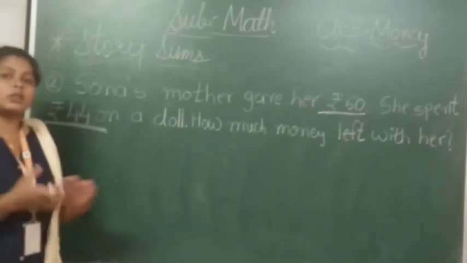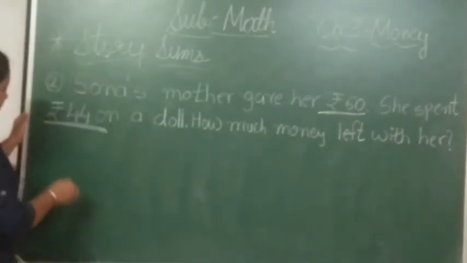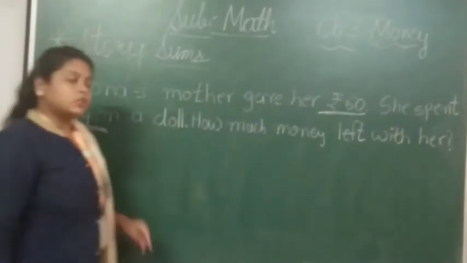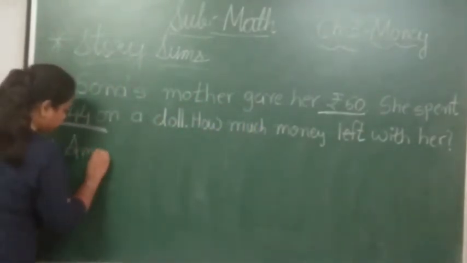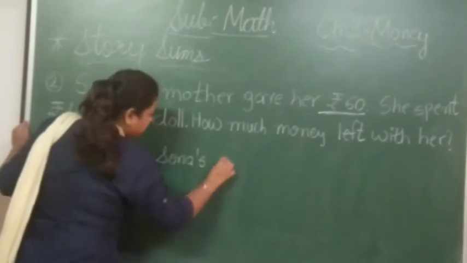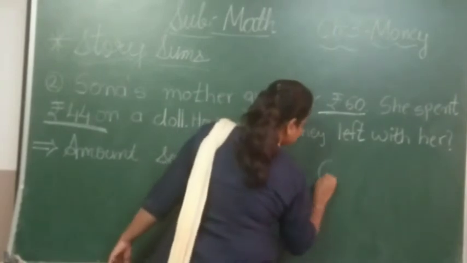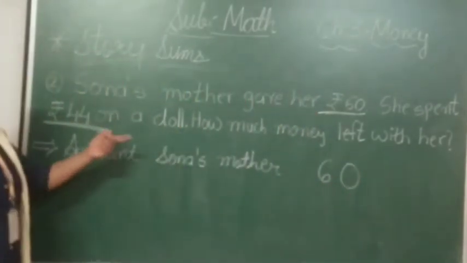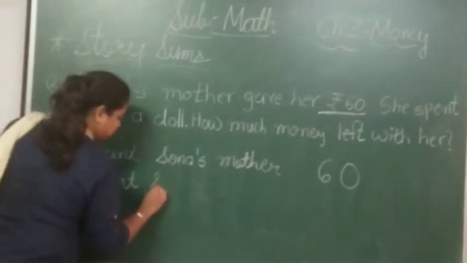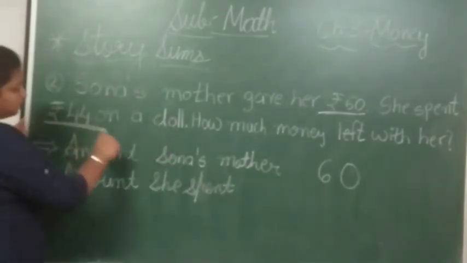So whenever we are asking about the left money, left over the things, at that time we have to do the subtraction. Okay. So we will write the sentence over here. What was the sentence? Sona's mother gave her. So we will write amount Sona's mother gave. Sona की mother ने उसको कितना amount दिए थे? 60 rupees. So we will write 60 over here. And she spent. So amount she spent. उसने कितने रुपीस खर्च किए उसमें से? 44.